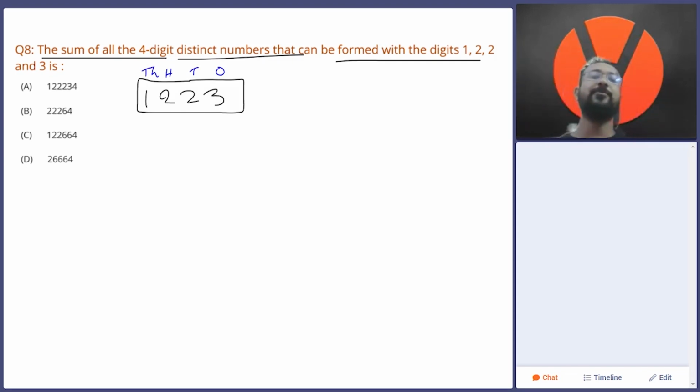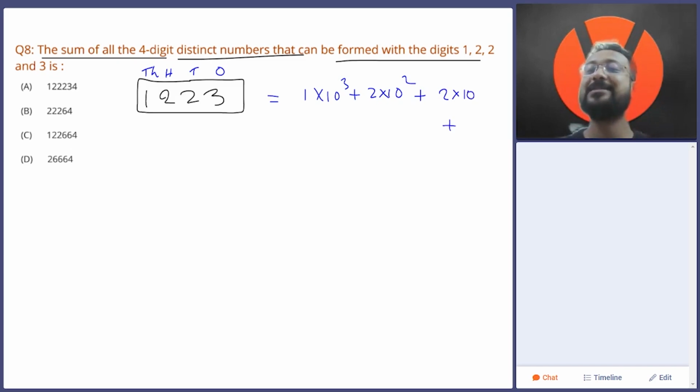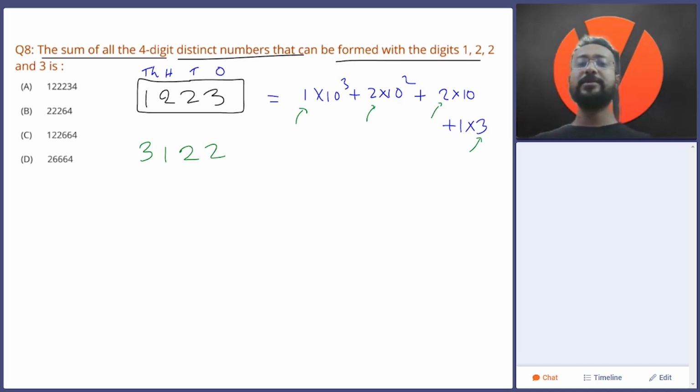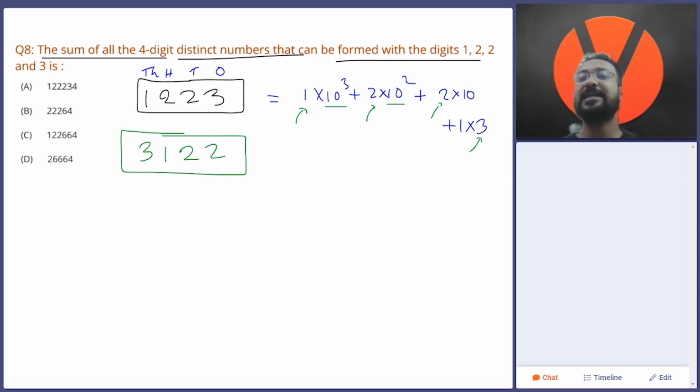So if you break this, if I ask how the value is coming, you will say, sir, 1 into 10 cube plus 2 into 10 square plus 2 into 10 plus 1 into 3. It means every place is occupied by a digit, like 1, 2, 2, 3 here. But sir, if I shuffle them, 3, 1, 2, 2, the same thing will happen, but this time in a different way. But this 10 cube, 10 square, 10 and 1 will keep on coming.